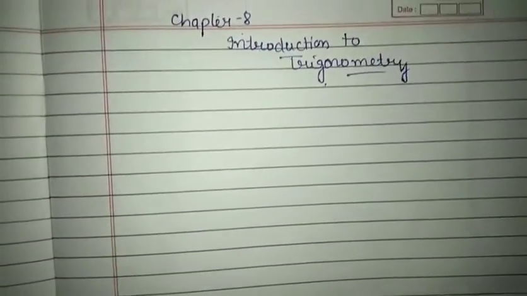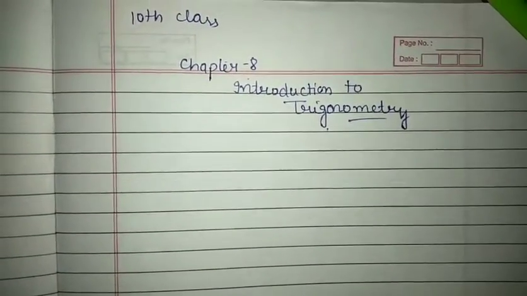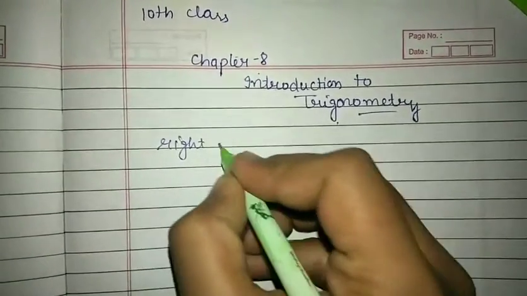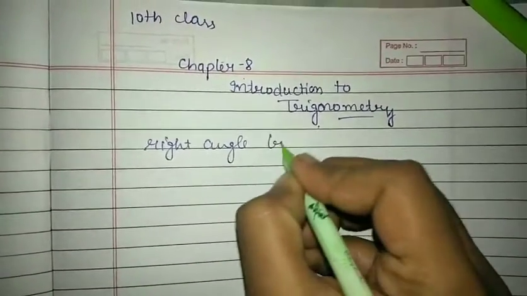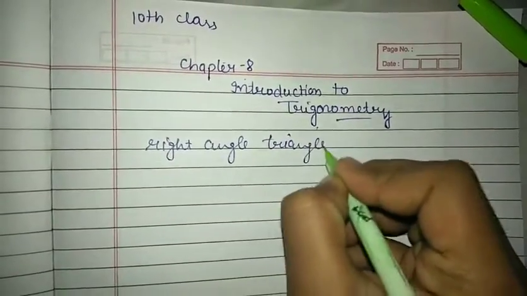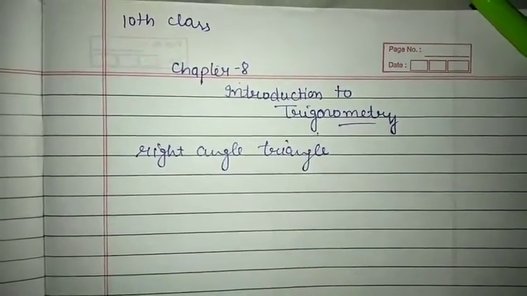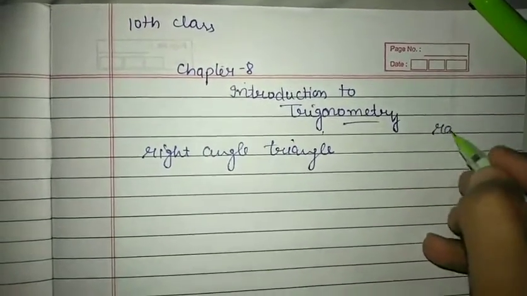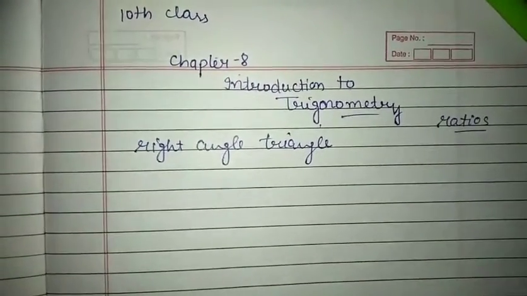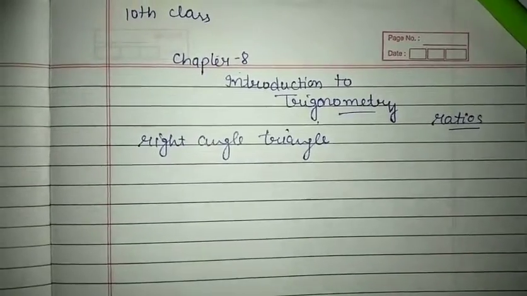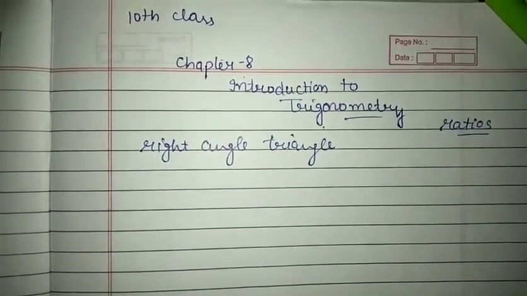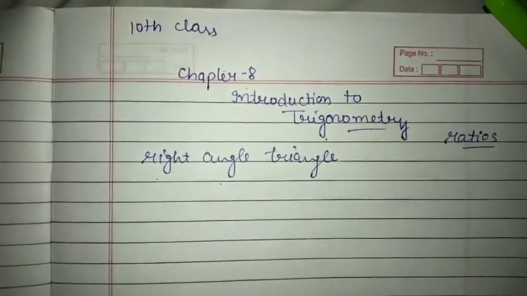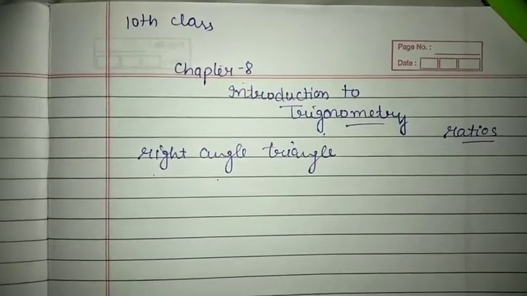But before starting this chapter, you have to know what a right angle triangle is, because there is a major use of right angle triangle in this chapter for finding trigonometric ratios. I hope you know that there are some trigonometric ratios in this chapter, and for finding these ratios there is a use of right angle triangle. So let's start with right angle triangle. What is a right angle triangle?